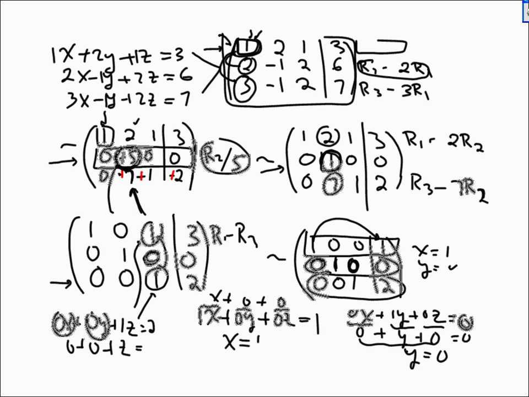1z is equal to 2. 1y equals 0. 1x equals 1. Exactly what I said. X is 1. Y is 0. Z is the number 2.